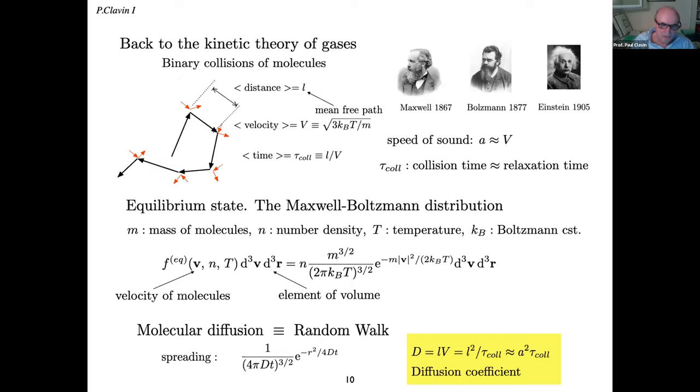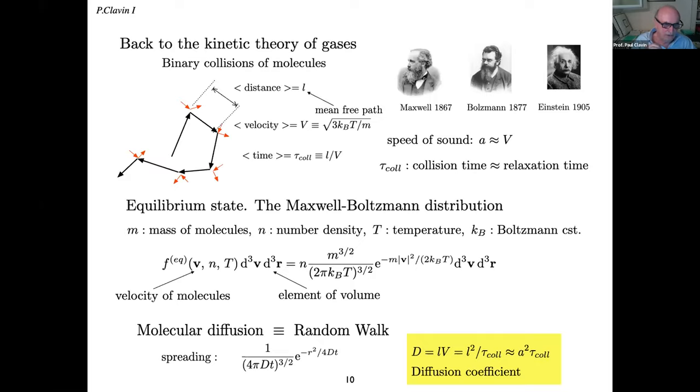Introducing a diffusion coefficient, called the molecular diffusion coefficient, which has the dimension of length squared divided by time, it is simply of the order of magnitude of the mean free path L times the velocity of the particle. It can also be written as L² divided by τ collision, or the sound speed squared multiplied by the characteristic time between two collisions. And this diffusion coefficient completely controls the diffusion process.